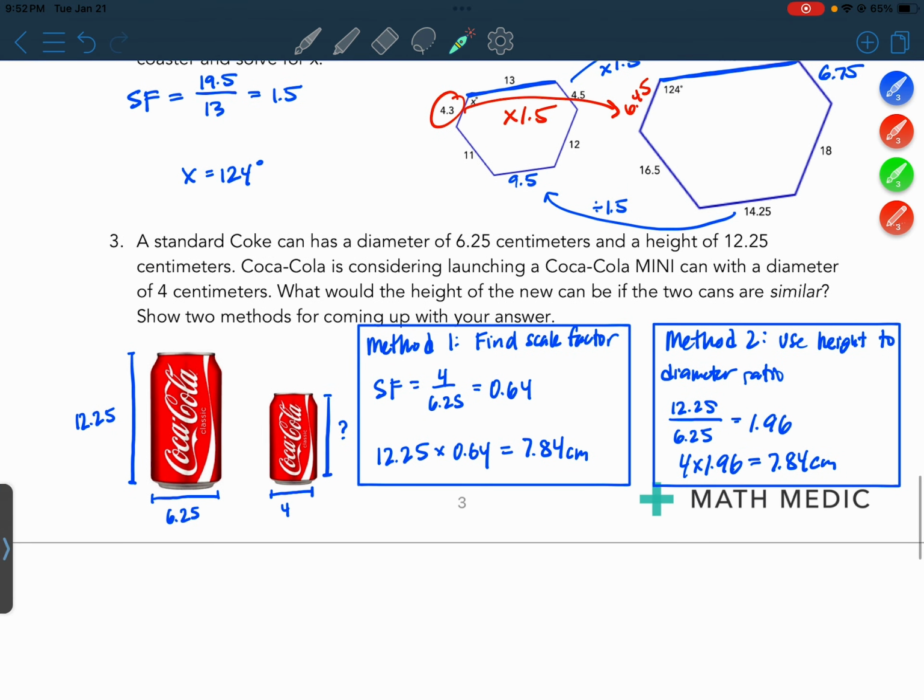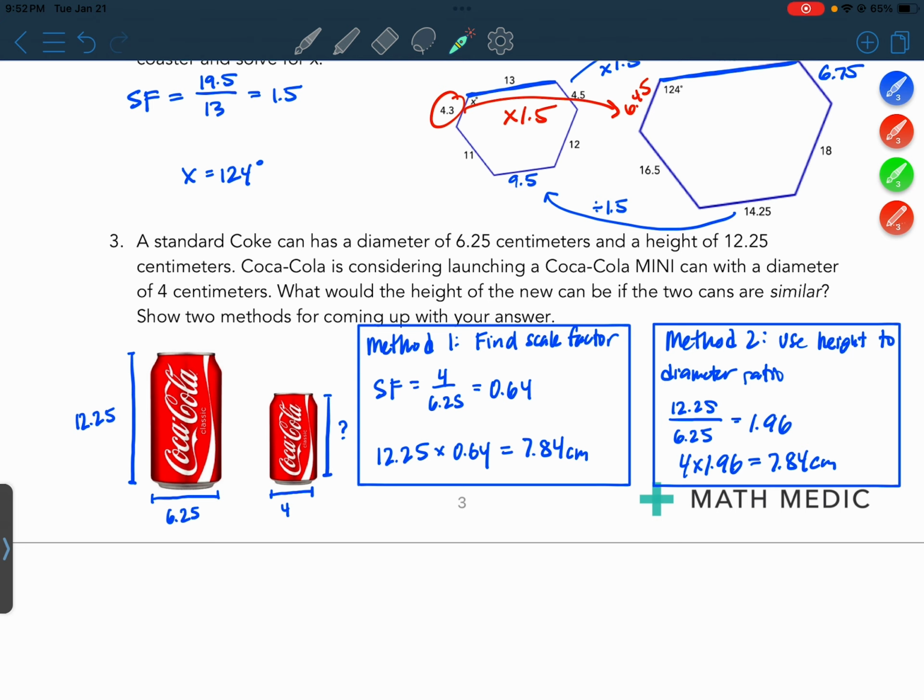All right, question 3, this is the last one, about the Coke can. We've got the regular can over here and the mini can there. We have both the height and the diameter of the regular can. We only know the diameter of the small can, the mini can. We want to figure out its height. If you figured out both methods, awesome. If you figured out one method, that's still awesome.